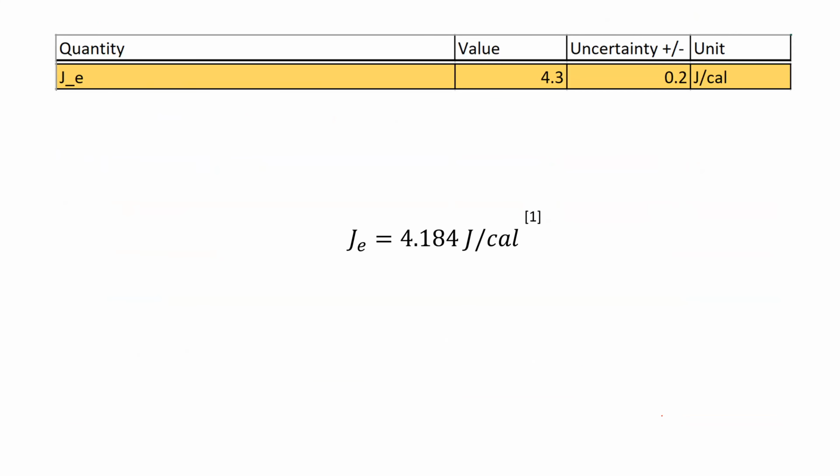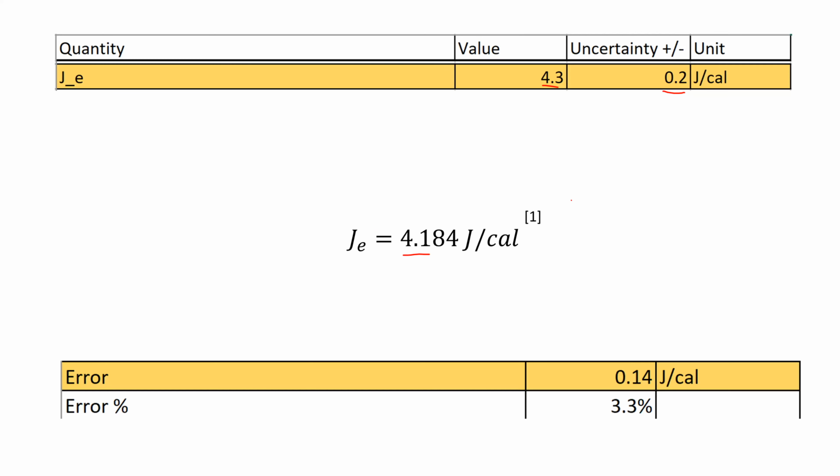So when we compare this to the theoretical value we got, as you can see, it's not that far off. It's just 4.3, and this is 4.1, around 4.2. And as you can even see, the uncertainty actually covers this accepted value. So when we calculate the error, it's just around 3.3%, which is really close. It's a very accurate experiment.